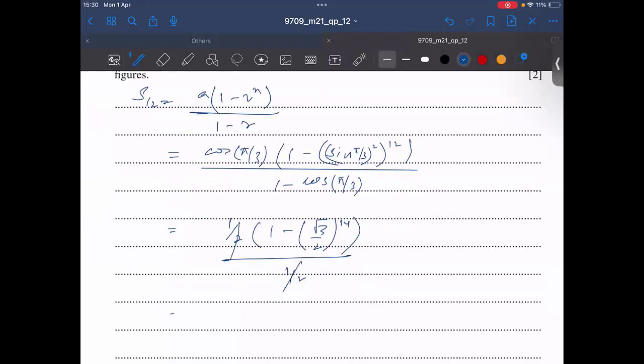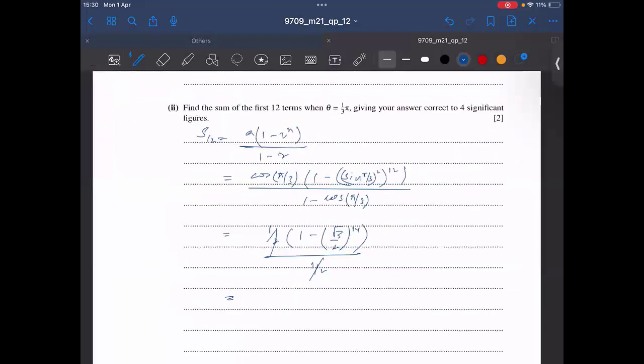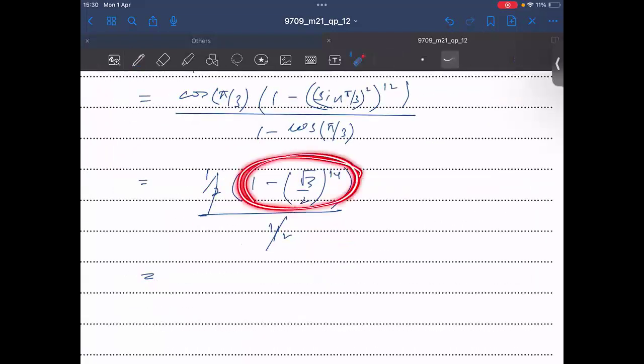Half is going to get cancelled, so just take out the value of this. No, this is going to be 2 times 12, it's not going to be 14, it's going to be 24. Sorry, my mistake.